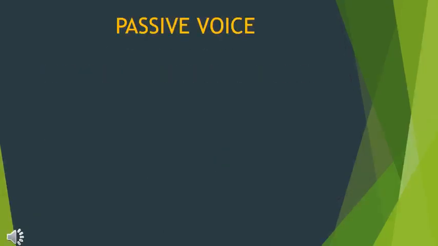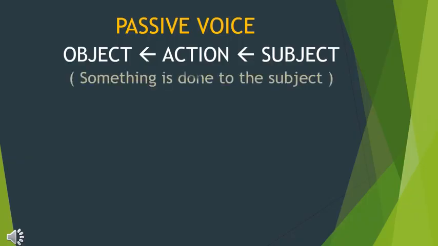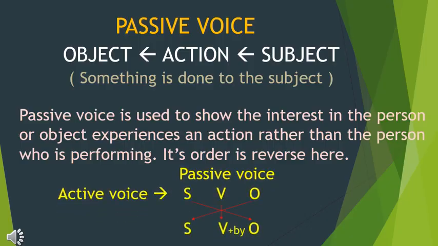Passive voice. Object, action, subject. Something is done to the subject. Passive voice is used to show interest in the person or object that experiences an action rather than the person who is performing it. Its order is reverse here. In passive voice, object takes the place of subject and subject takes the place of object, with the word by being added to it.